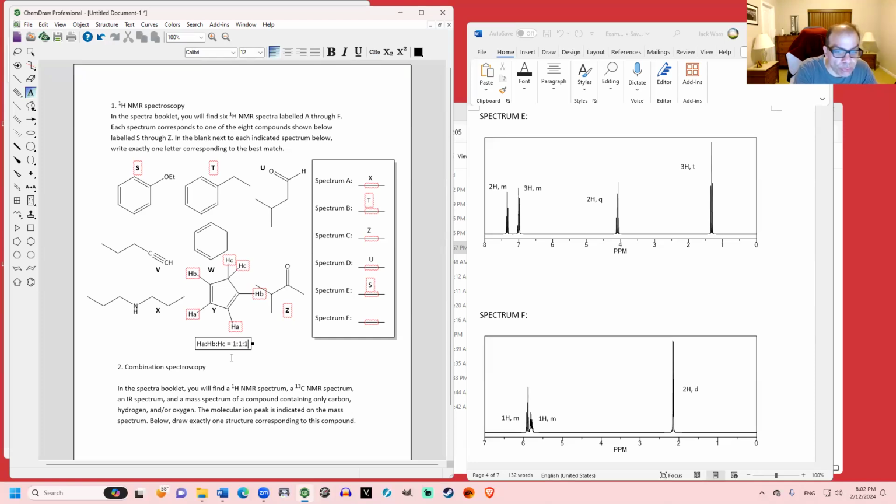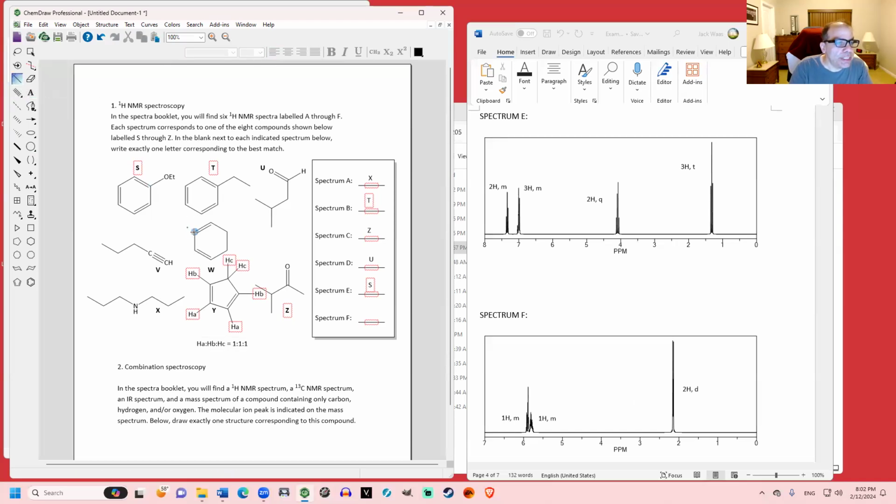It's 2 to 2 to 2. We don't have 1 to 1 to 1. We have 1 to 1 to 2. There's twice as many allylic hydrogens. So that means it has to be compound W.